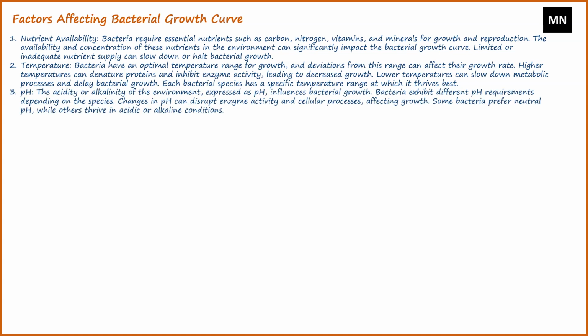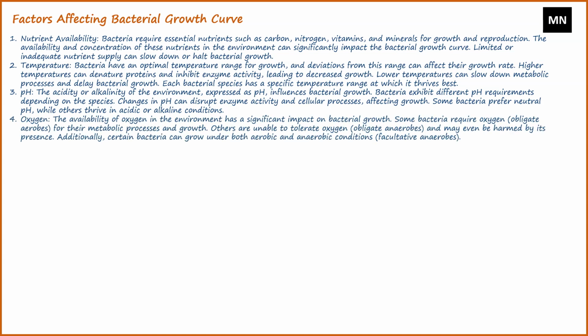pH, the acidity or alkalinity of the environment, expressed as pH, influences bacterial growth. Bacteria exhibit different pH requirements depending on the species. Changes in pH can disrupt enzyme activity and cellular processes, affecting growth. Some bacteria prefer neutral pH, while others thrive in acidic or alkaline conditions.